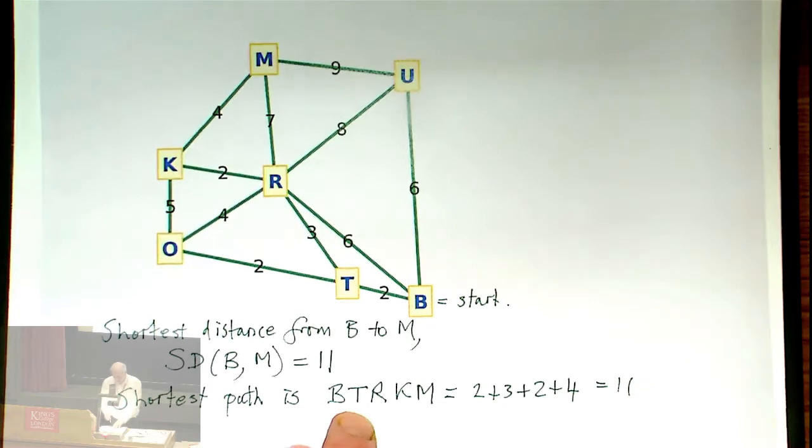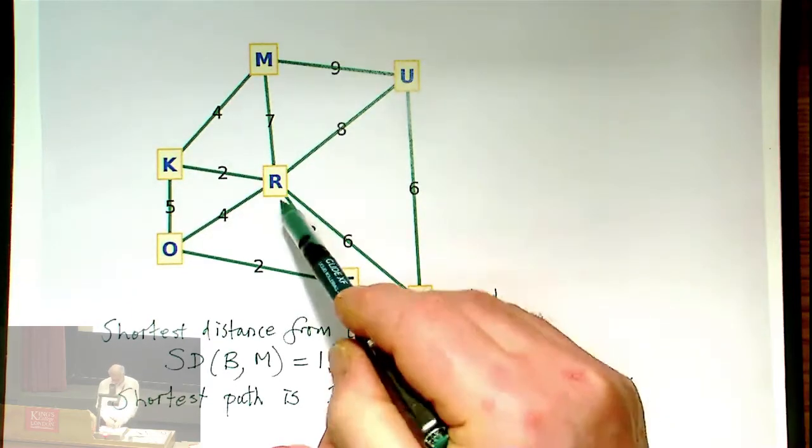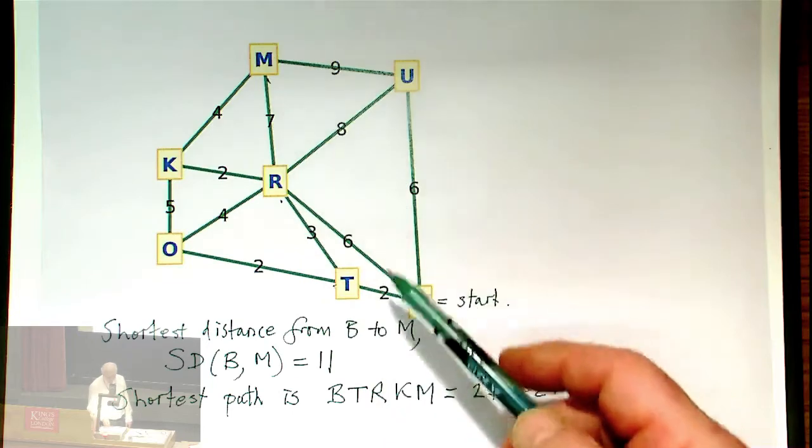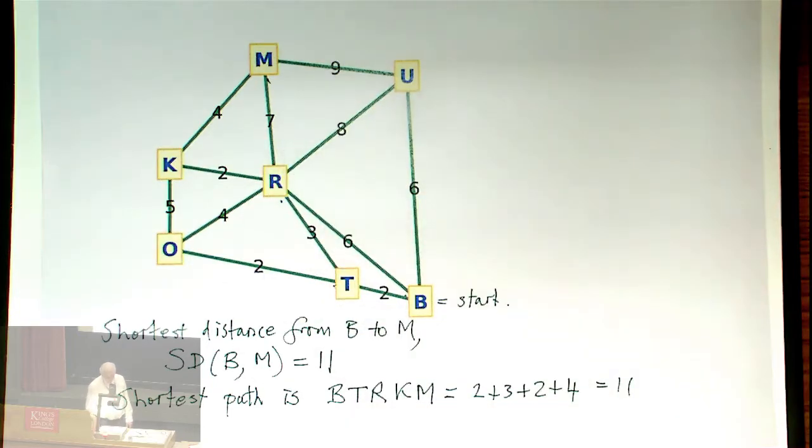You might be tempted to say the quickest thing is 2 plus 3 plus 7, but although it appears to be shorter as the crow flies, the weight in this graph theory sense is more, because it would be 5 plus 7, which is 12, not 11.